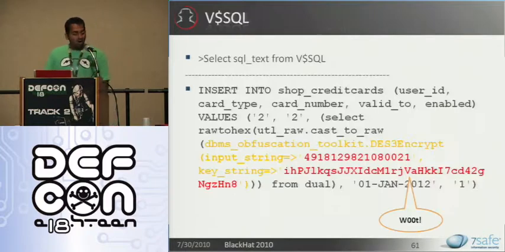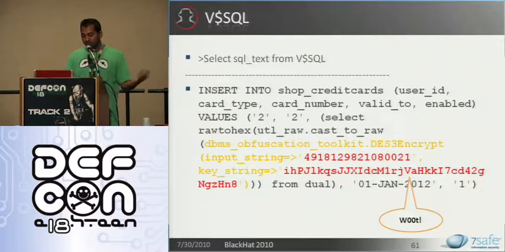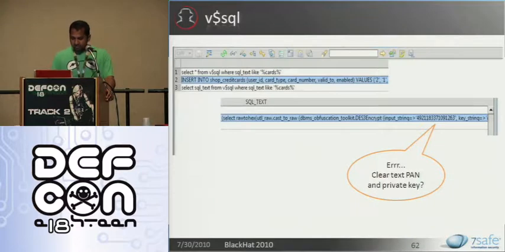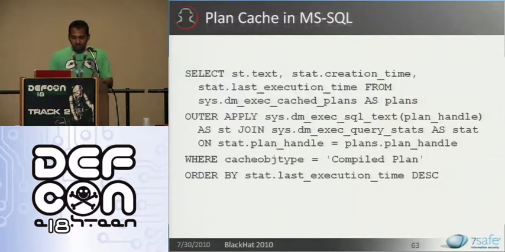So this is how the query will look when it is run on the server. As you can see, the clear text PAN and the clear text string would be present in the SQL query when it runs on the server. So if you query the SQL_text column from $SQL, then you will find the clear text PAN and the clear text string. More importantly, these are some screenshots which show these strings. Similarly, you can obtain the plan cache in MS SQL.